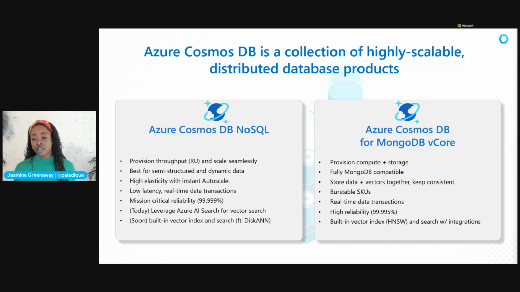These two particular databases or APIs are going to be ones you'll want to use with your AI applications, and the ones that we're going to focus on in this session. But there are other ones out there, such as Cassandra, Gremlin, tables. There's a ton out there. So I highly recommend you check out the docs on Mongo or Cosmos DB.